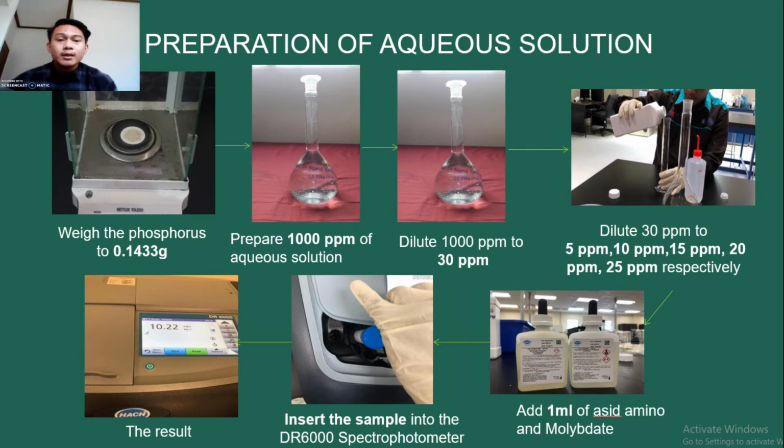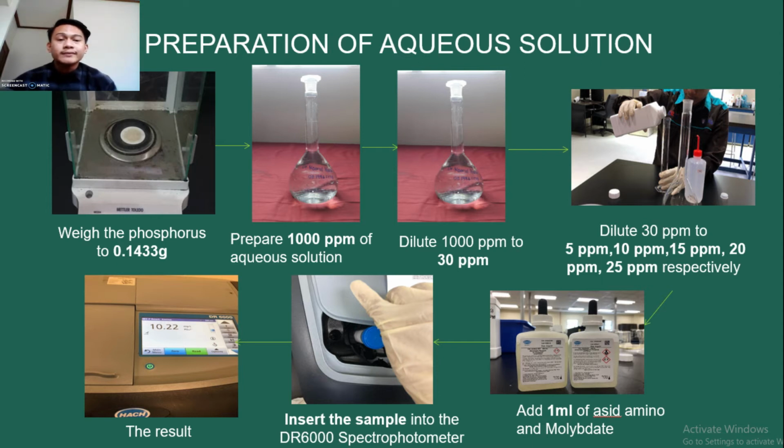Next, dilute 1000 ppm to 30 ppm. How to dilute 1000 ppm to 30 ppm? Alright. Take 300 milliliter from 1000 ppm and then put into a new volumetric flask and add distilled water until 1 liter. Next, dilute 30 ppm to 5 ppm, 10 ppm, 15 ppm, 20 ppm and 25 ppm.